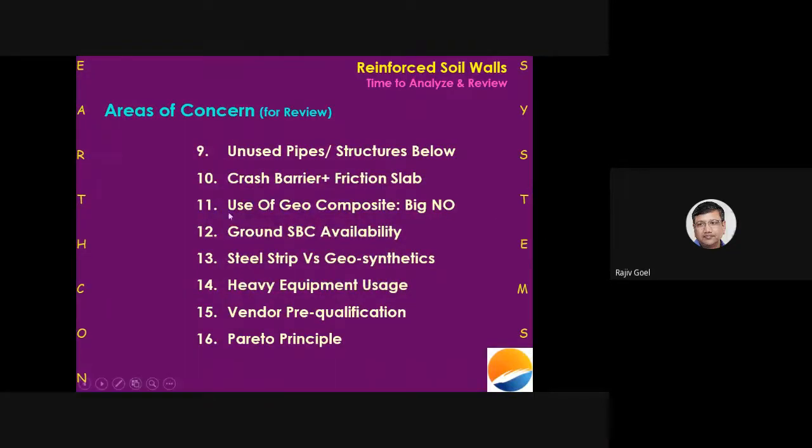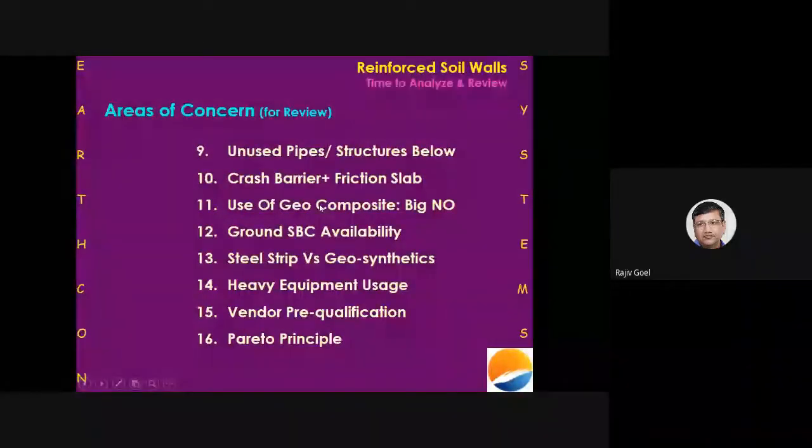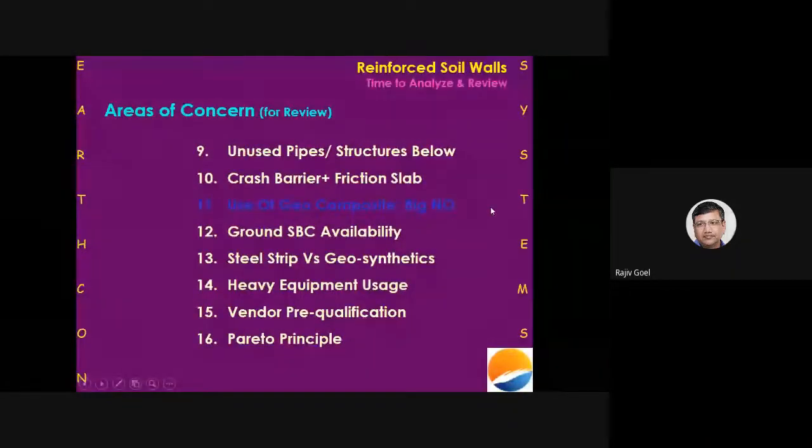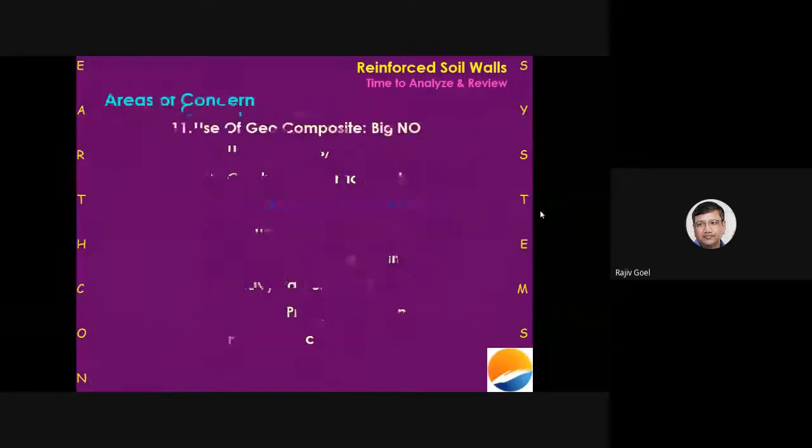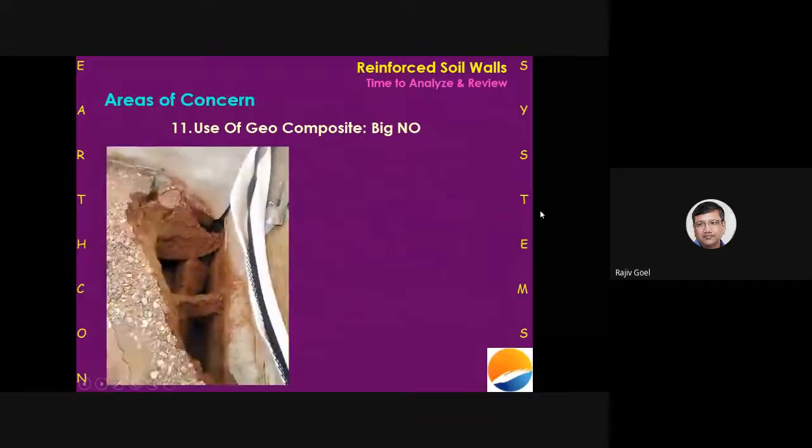Coming to the use of geocomposite, and as already said, this is a big no. The economy is driving the use of this product, but I don't think this is a very, very good product for at least the reinforced soil walls. If you want to put it behind the RCC walls, no problem, but not good for RE walls.